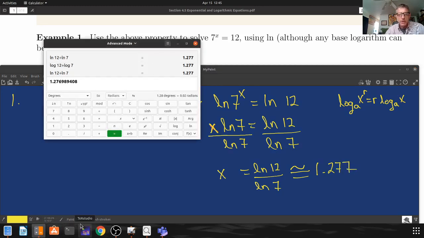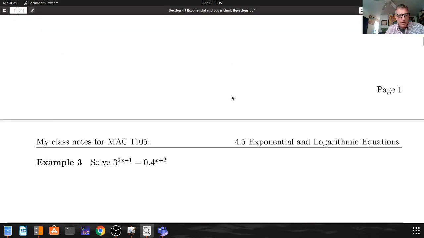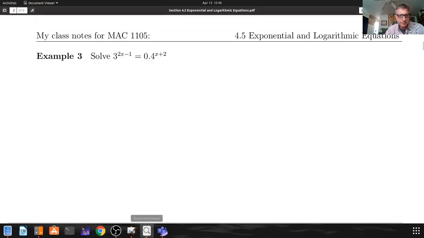I want to go back to the calculator. I just want to show you that it doesn't really matter which log we use. If I had chosen to use log to the base 10 of 12 divided by log to the base 10 of 7, I'm going to get the exact same answer. So let's go on to example 3.